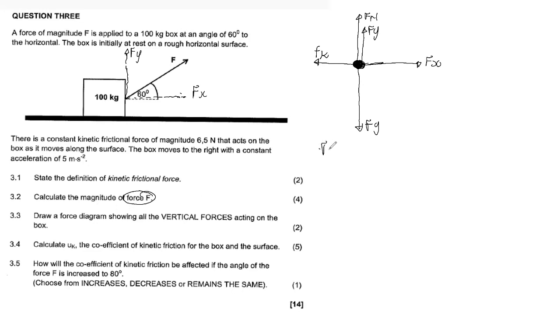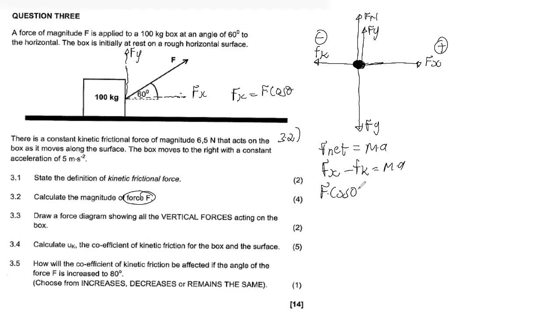We can just go F net is equal to ma. Note that I'm solving 3.2, and this becomes the positive direction since we understand that it is accelerating to the right. Then this here is the negative direction, so our equation is Fx minus Fk is equal to ma. So where are we going to get the force F? From breaking down this Fx. Remember, Fx breaks down to F cos theta, right? So we're just going to break it down here.